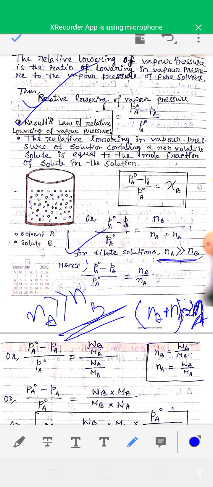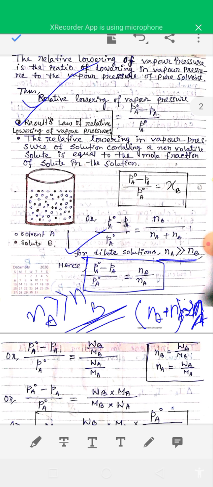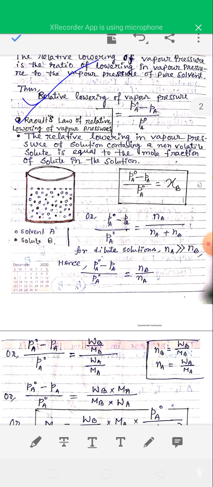That is, you can write Pa naught minus Pa by Pa naught is equal to Nb by Na. This is after taking the assumption that number of moles of solute in the solution is very less than that of solvent. Okay, so after taking this as assumption, you can write Pa naught minus Pa by Pa naught is equal to Nb by Na.